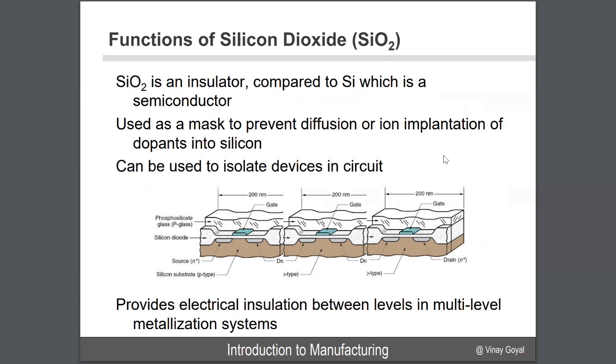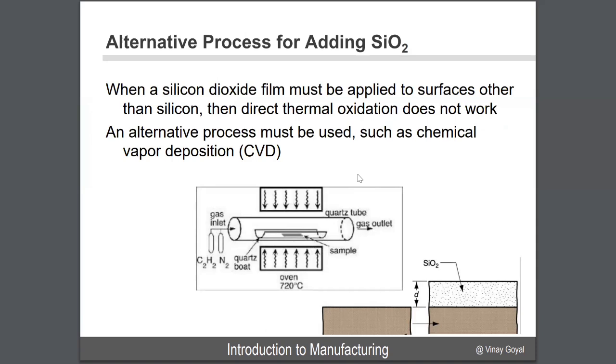So that's actually very nice because the silicon is what they want conducting, and we're going to use silicon oxide as an insulator. So I'm creating pathways that I want in an electrical circuit. So we use this mask to prevent diffusion or ion implantation, and it can be used to isolate devices in a circuit, as we discussed. You can also create electrical insulation between levels in multi-level metallization systems. There are also alternative processes for adding silicon oxide, and that's very helpful. You can do that by using chemical vapor deposition, which is one approach that people have used.